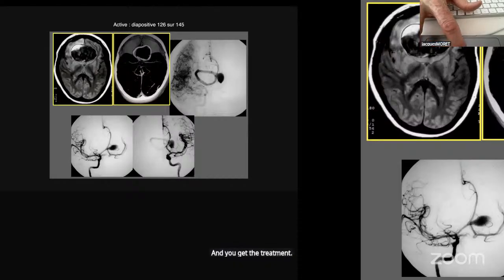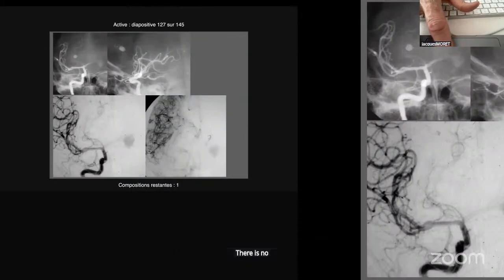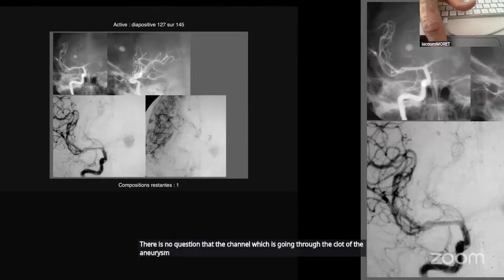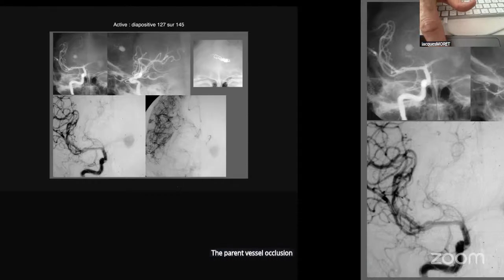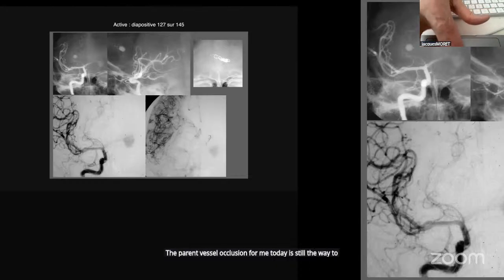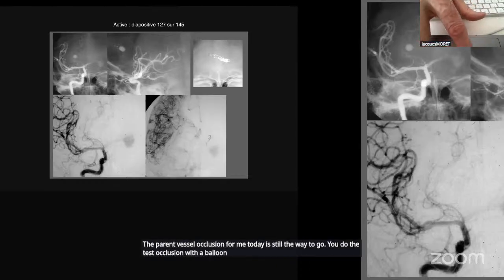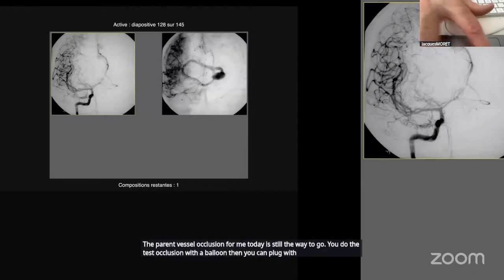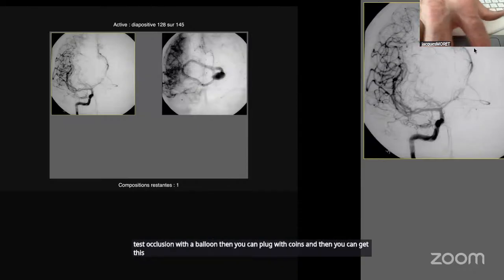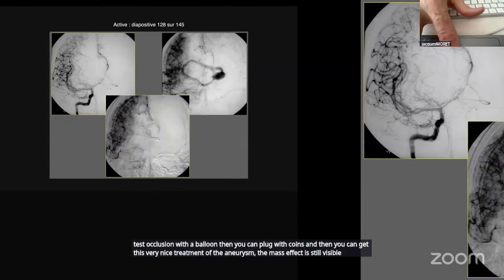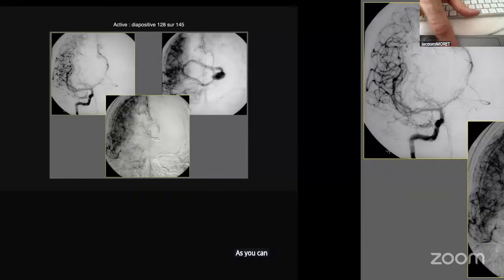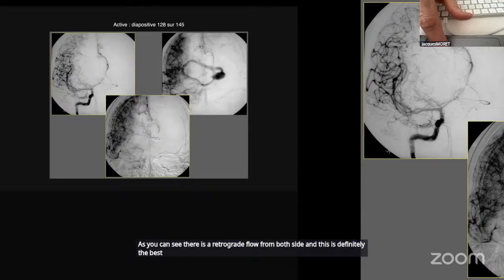Serpentine aneurysm, there is no question that the channel which is going through the clot of the aneurysm is a major concern. The parent vessel occlusion, for me today, is still the way to go. You do the test occlusion with a balloon, then you can plug with coils, and then you can get this very nice treatment of the aneurysm. The mass effect is still visible, but it shrinks with time. As you can see, there is a retrograde flow from both sides, and this is definitely the best way to treat the aneurysm.